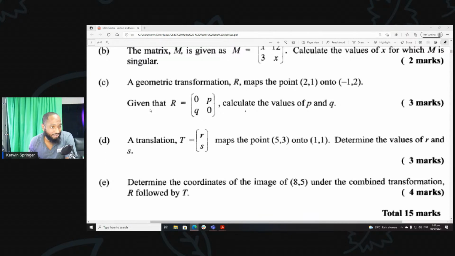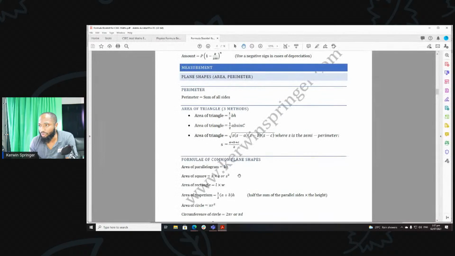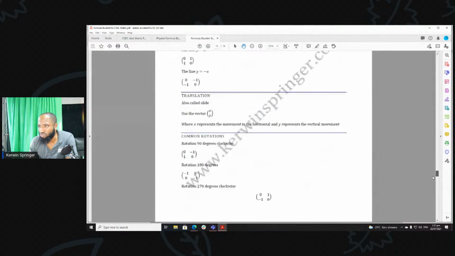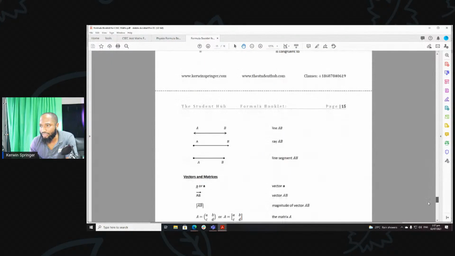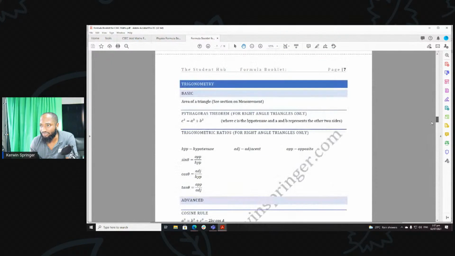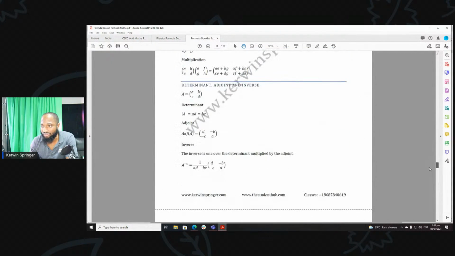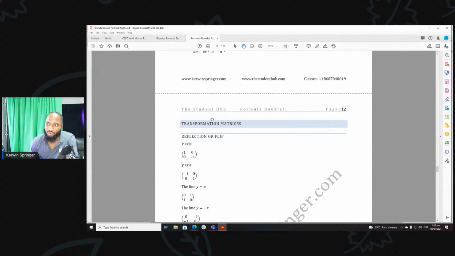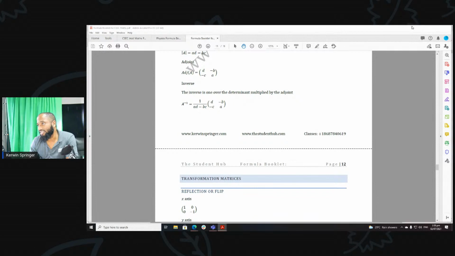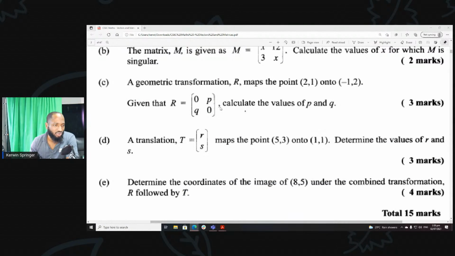Now, if you had the formula book for mathematics, you just scroll to that part, or you would have had it memorized. This was the draft edition I have open here. You'll be able to see which one is correct. But I will show you how to do this question.